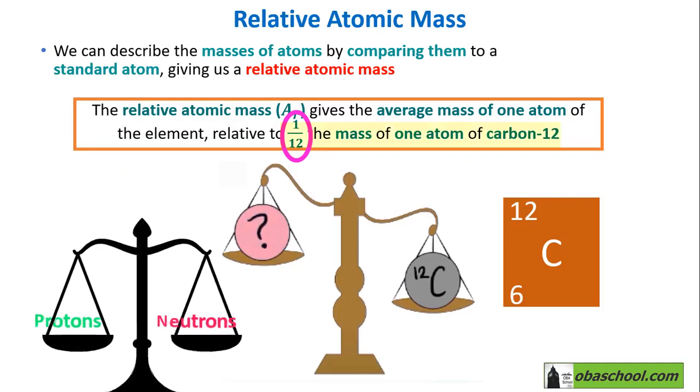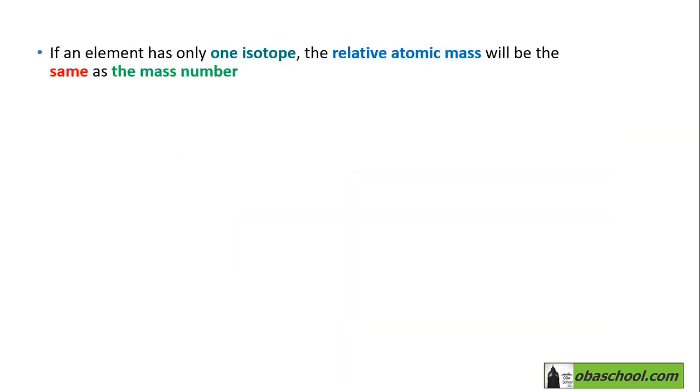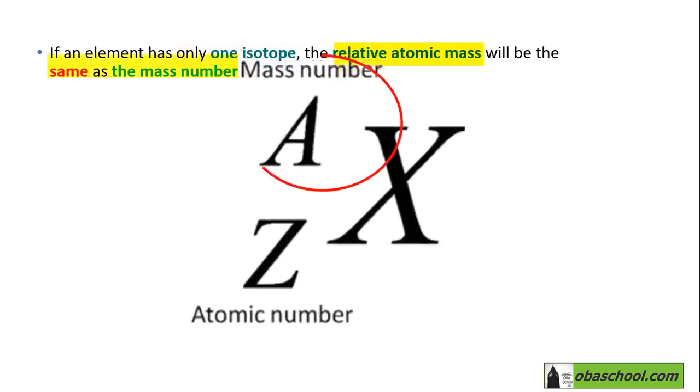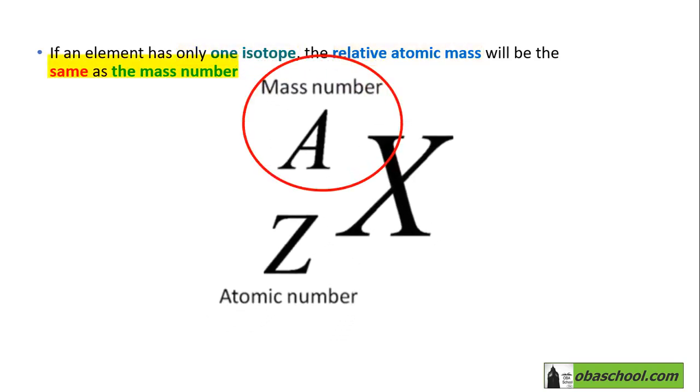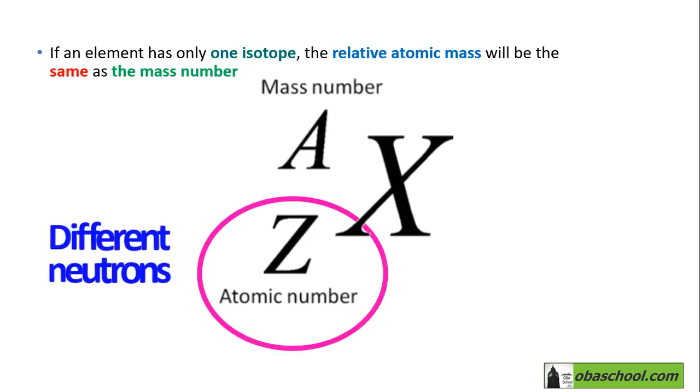1/12 the mass of one atom of carbon-12 is only approximately the mass of a proton or neutron, because there will be some mass due to electrons. But in general, we can say if an element only has one isotope, its relative atomic mass will be exactly the same as its mass number. Remember that different isotopes of an element will have exactly the same number of protons but different numbers of neutrons.